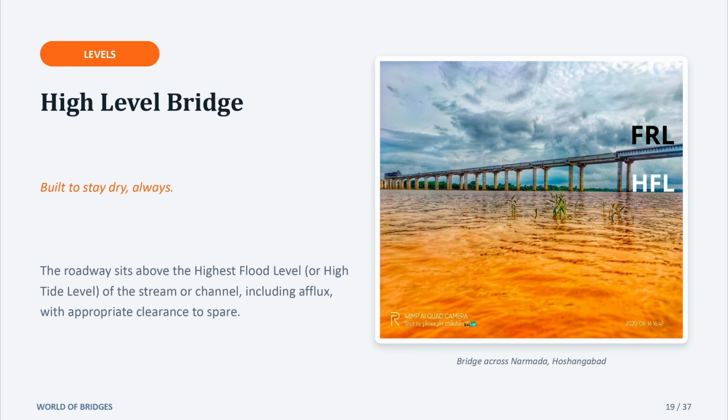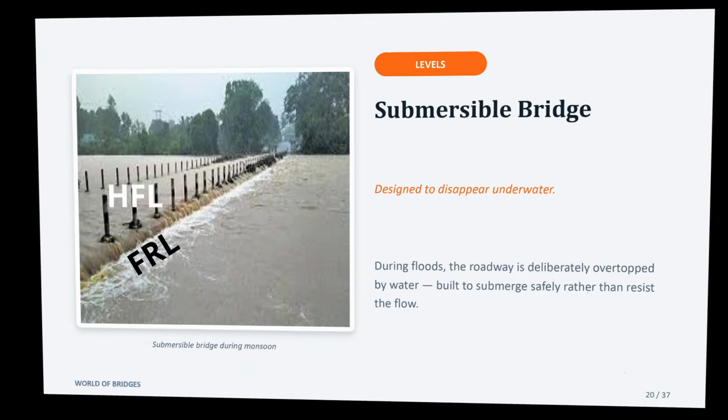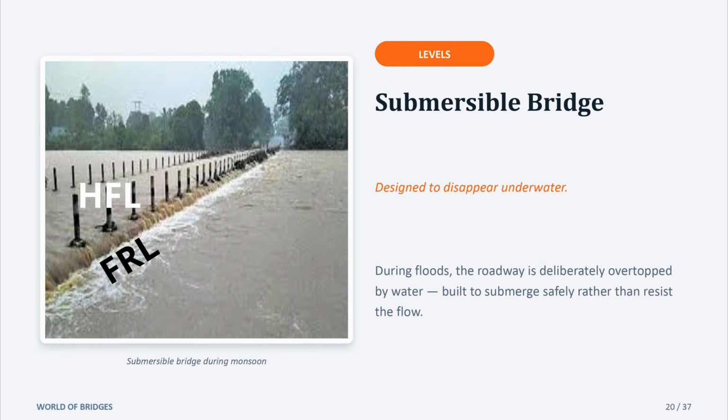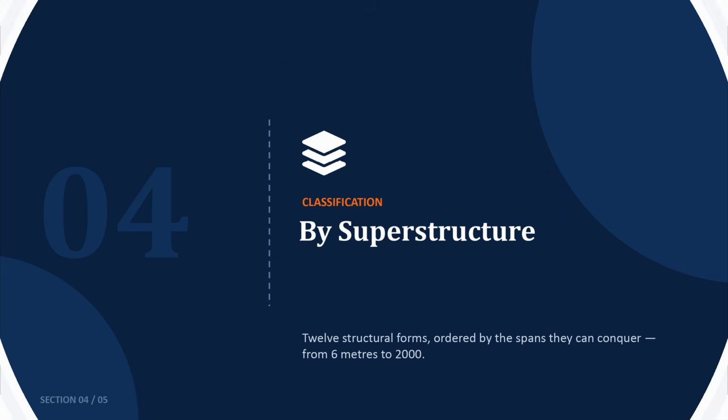In plain terrain, no matter how bad the flood is, the level of the bridge is always above the highest flood level. A submersible bridge does the opposite by design. During flood, the roadway is deliberately allowed to go underwater. It sounds not good, but for low traffic rural crossings, it's often a cheaper and smarter engineering choice than the high level bridge.